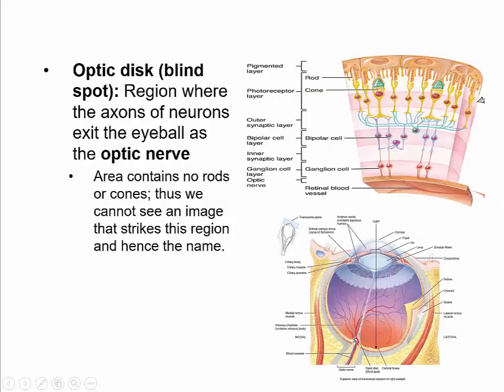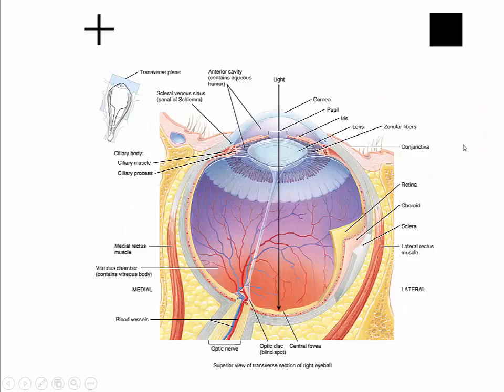So the optic disc is a region where axons and neurons exit the eyeball as the optic nerve. The area contains no rods or cones, and thus we cannot see an image that strikes this region, and hence the name blind spot. It's right here where the optic nerve forms. In your notes, you're going to see a site that you can go to where there are exercises, or activities, that allow you to find your blind spot. I highly advise you go to this and check it out.